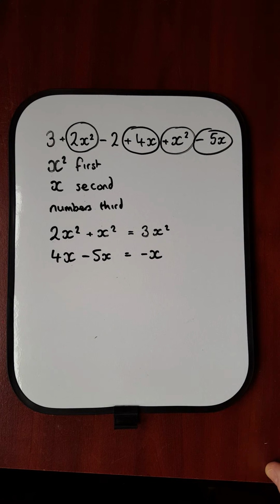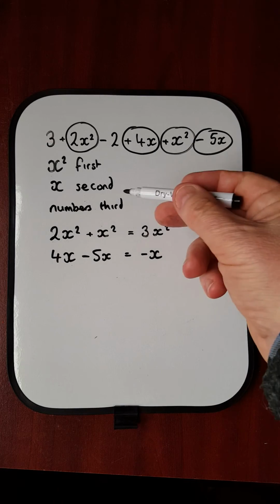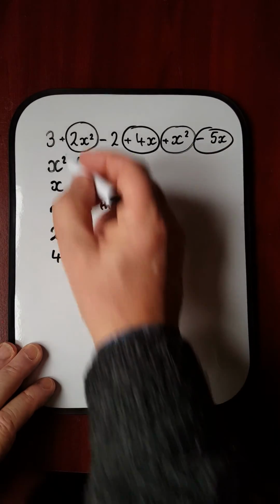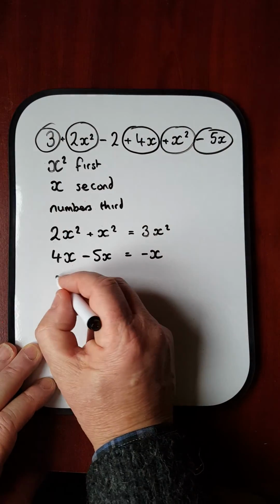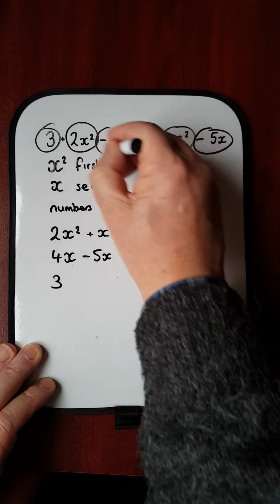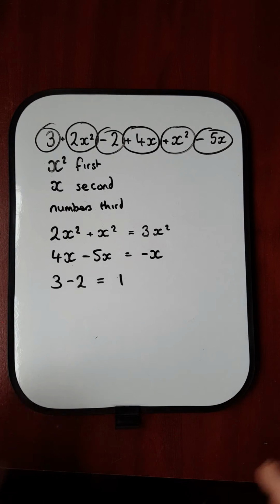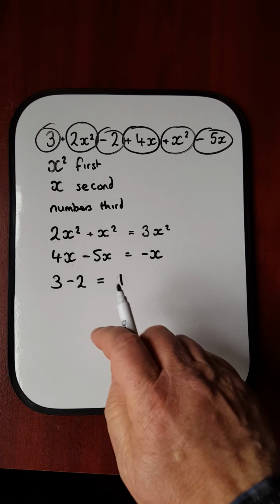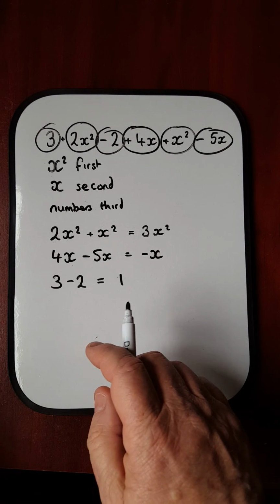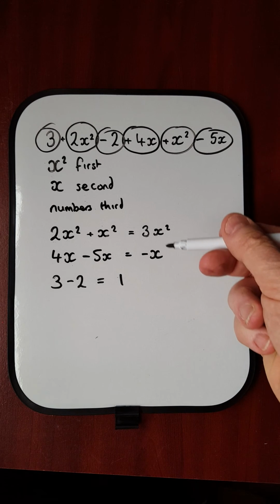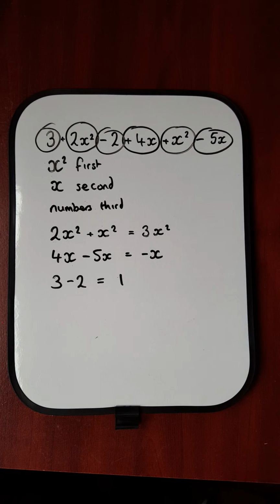Look back at the original question, and now you've got the third element, the numbers, and the numbers say we've got 3, and they say we have minus 2, which equals 1. We do write 1 when it's a number. If we didn't write 1 when it was a number, there'd be nothing there. We just don't write the 1 in front of letters.